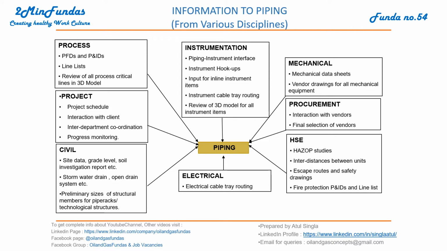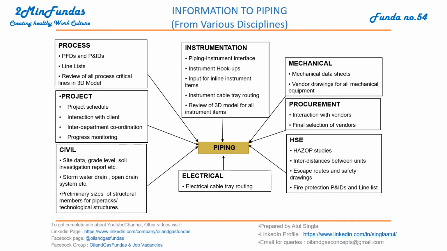Then from the project team, what we receive: project schedule, what are the various activities we have to perform. They provide us the schedule, when and how we are going to complete it. Interaction with client, they interact with the client and provide input to piping discipline. Interdepartment coordination, progress monitoring. So this is the major role of the project team, and while performing their own role, they provide the project schedule, the client requirements, other discipline requirements, and at the same time they monitor the progress also.